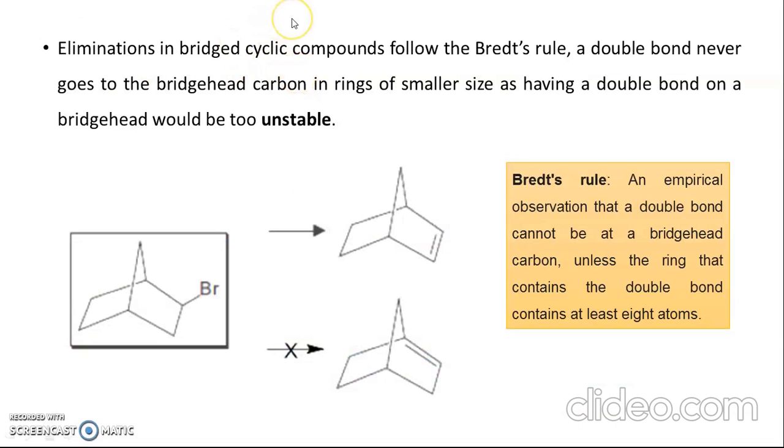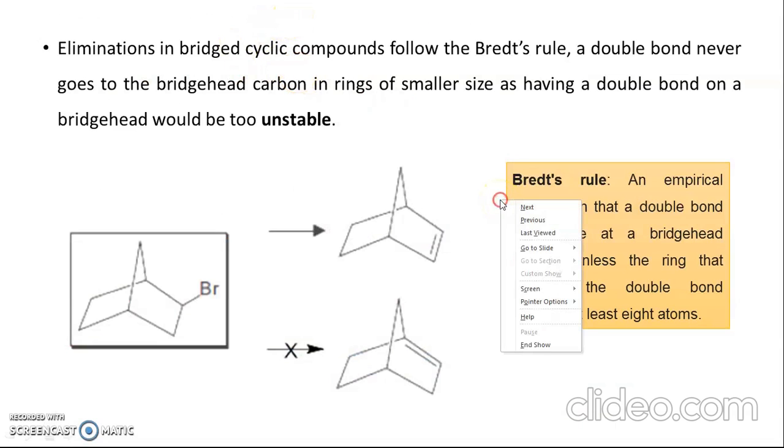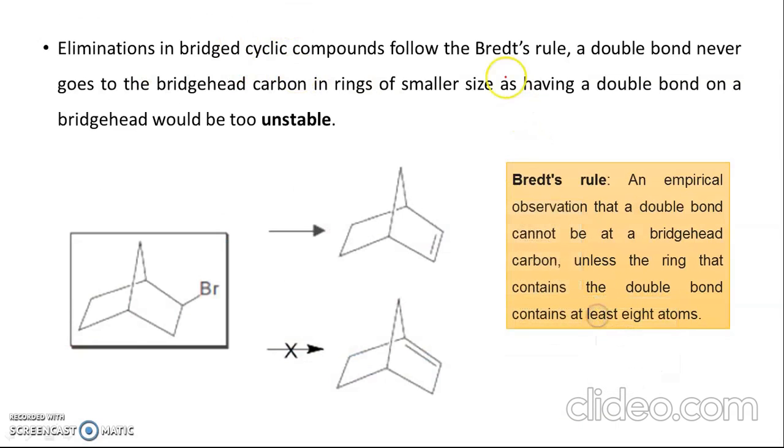Another case is elimination in the bridged cyclic compounds. It will follow Bredt's rule. Now what is Bredt's rule? An empirical observation that a double bond cannot be at a bridgehead carbon unless the ring that contains the double bond contains at least 8 atoms. So suppose it is less than 8 atoms. Then if you are forming a double bond at the bridgehead carbon, and a double bond carbon means sp2 carbon, if it cannot attain planarity, obviously the double bond will not be formed at the bridgehead position. So that is the reason.